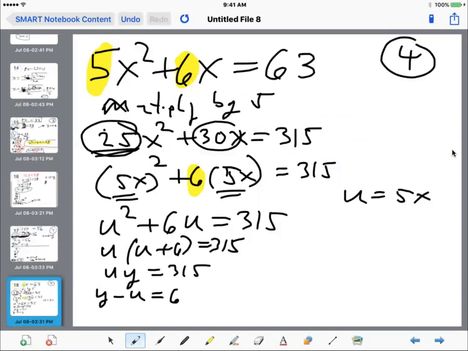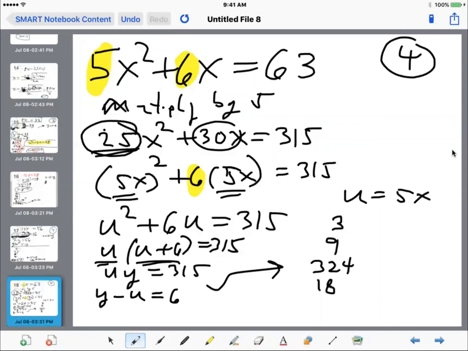See how I called it y minus u because the u plus 6 was bigger than the u? And that leads me to this 5-step process. Half of 6 is 3. 3 squared is 9. 9 plus 315 is 324. Square root of 324 is 18.